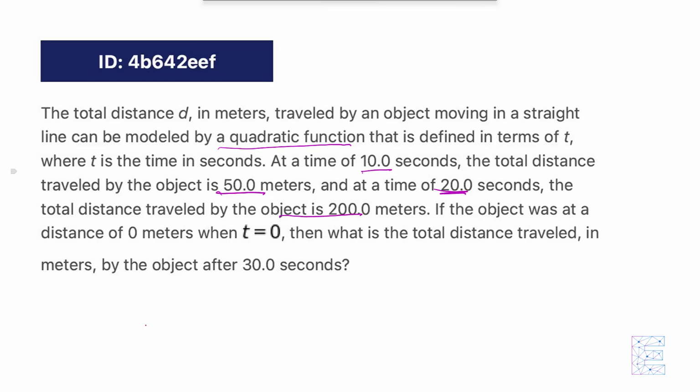If the object was a distance of 0 meters when time was 0, then what is the total distance traveled in meters by the object after 30 seconds?